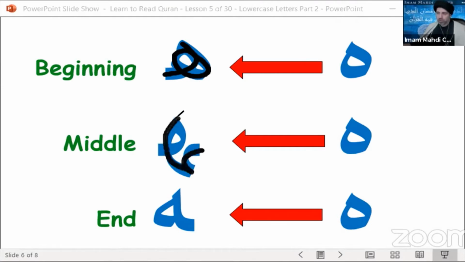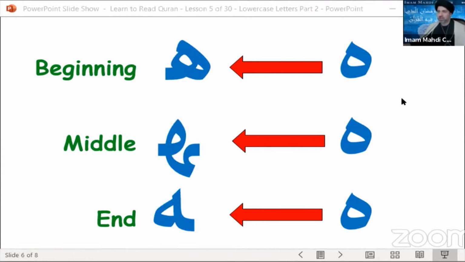Come up all the way, but this time it has a little sharp top, and then come down, and then form that extension for the next letter. And when it's at the end of the letter, we start from here, where it connects to the letter on the right. We come straight up, and then we form this curve to connect back. So those are the three forms of the ha, when they're at the beginning of a word, middle, and end.